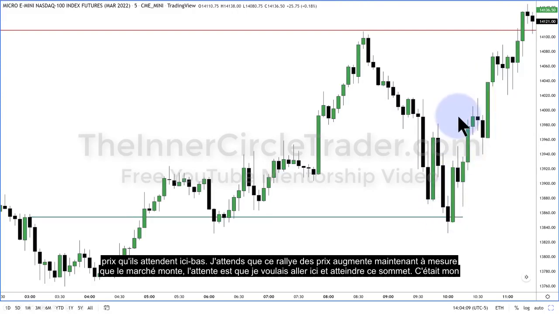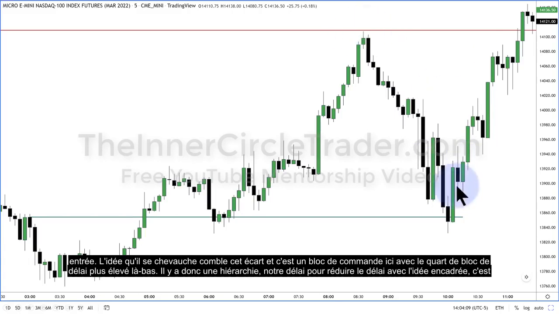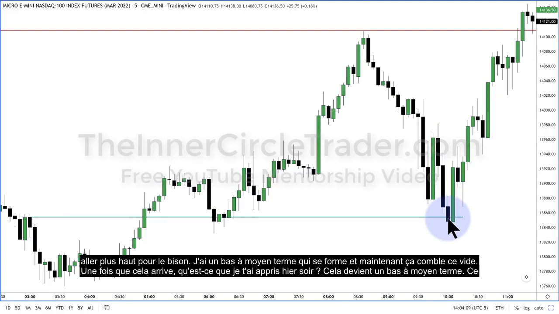Now, as the market goes higher, the expectation is, and my expectation was, I want to go long in here and reach for this high. This was my entry idea, that it's overlapping, filling in that gap, and it's an order block here with a higher time frame order block there. So there's a hierarchy. Higher time frame to a lower time frame with the idea framed on it's going higher for buy side.